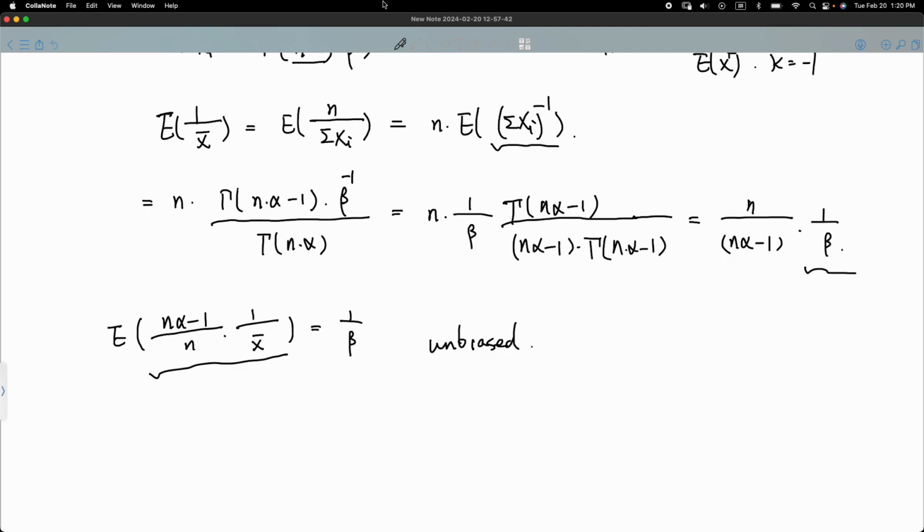Let's see, n over minus that, okay. Yeah, so any question or comments? So the answer to this question is that this will be your estimator, and this estimator is unbiased for evaluating 1 over beta.